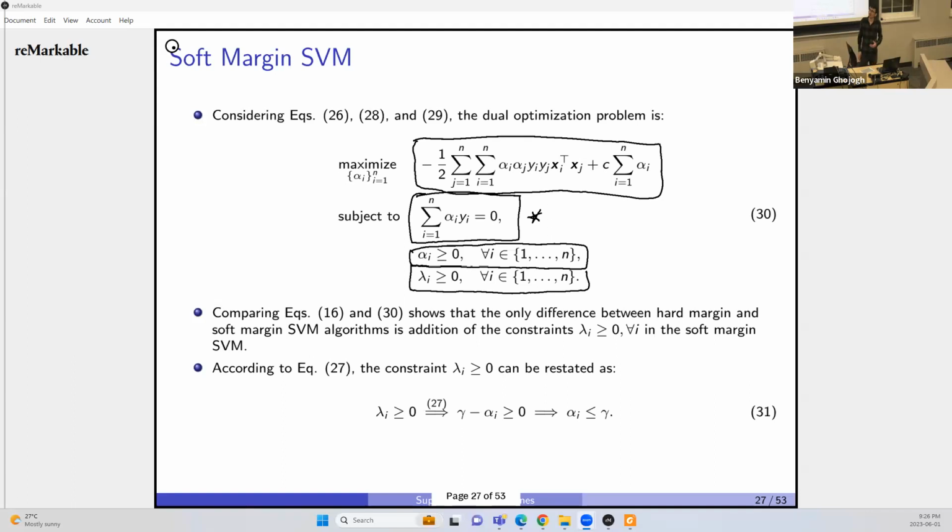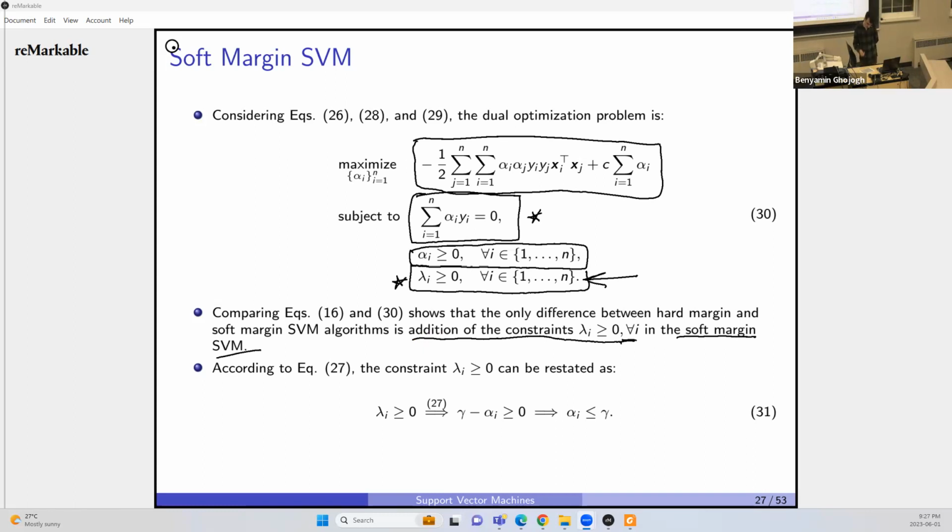Equation 30 is the optimization. Now compare equation 16, which was the dual optimization problem of hard margin SVM, and equation 30, which is the dual optimization problem of soft margin SVM. The difference is the additional constraint on lambda i in the soft margin. So the only difference is this line. We have n additional constraints in the dual optimization problem, where i goes from one to n.